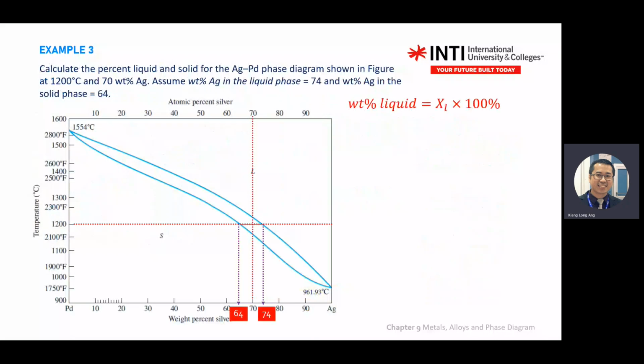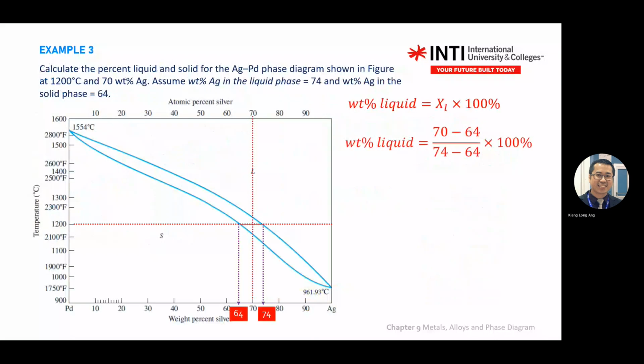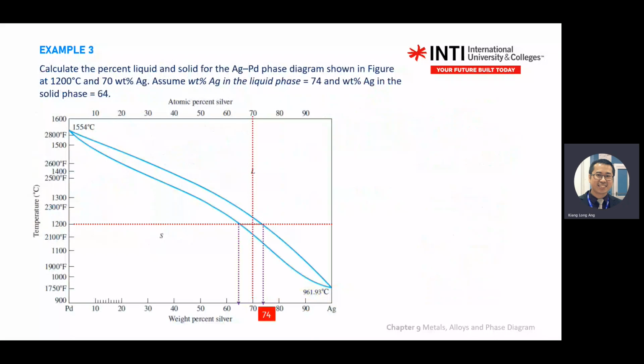So percentage of liquid, you take XL minus 100. So you take percentage of liquid is 70, your target. Your target liquid is here and here. Okay, this is liquid, this is solid, so to find liquid, you go near to solid. Take this one 70 minus 64 and 74 minus this. This side is liquid. This side is liquid.